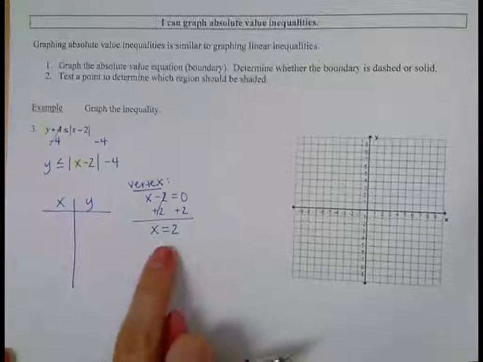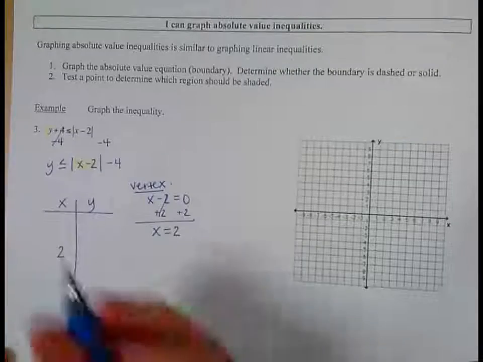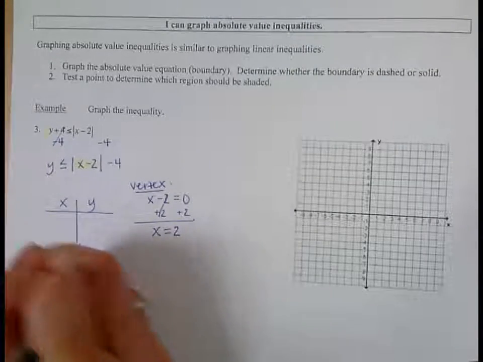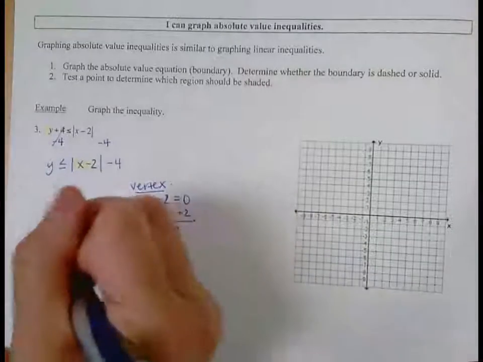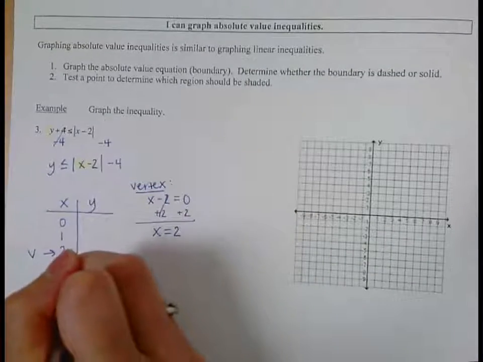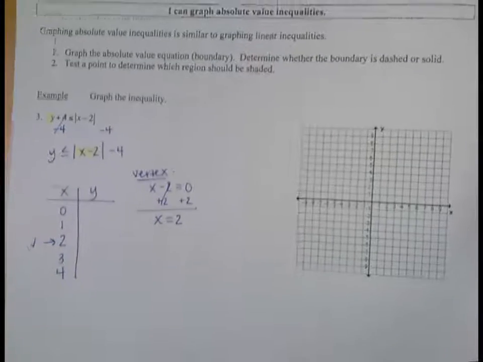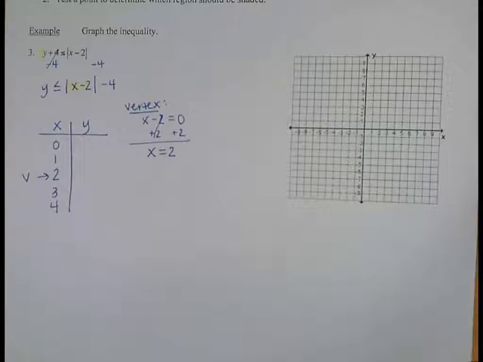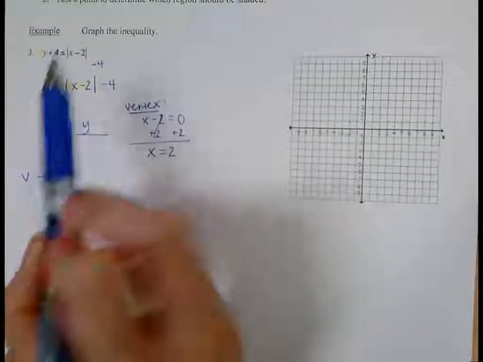So my vertex is when the x-coordinate is 2. So I'm going to add that to the table towards the middle. I'm just going to put a v here, that's the vertex. And then I know I can choose values on either side. So I'll choose 1 and 0, and then 3 and 4. But this will make sure I actually do get a v as I'm graphing. And then I substitute these values in to find the y-coordinates. Again, I'm just thinking of this as an equation for right now.